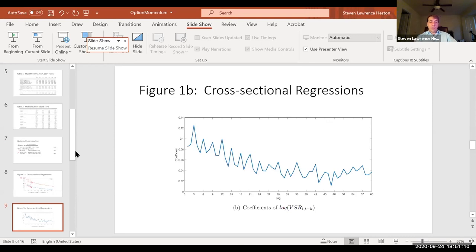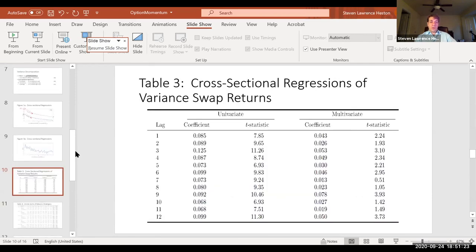Okay. So this is suggestive of momentum and of periodicity in that momentum. Let me show you the t-statistics at different lags. And no surprise, when you do this univariate, they're all significant.